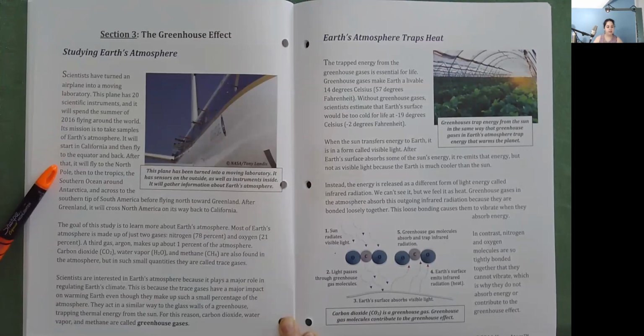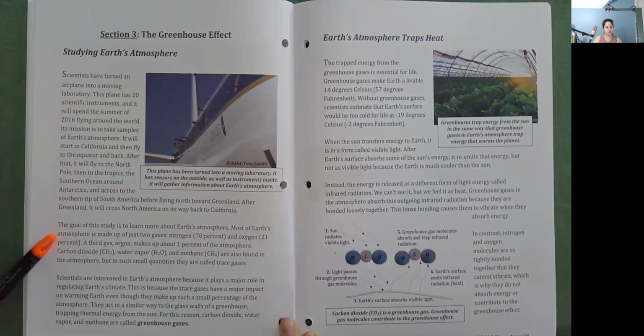After that, it will fly to the North Pole, then to the tropics, the Southern Ocean around Antarctica, and across to the southern tip of South America before flying north toward Greenland. After Greenland, it will cross North America on its way back to California. The goal of this study is to learn more about Earth's atmosphere.